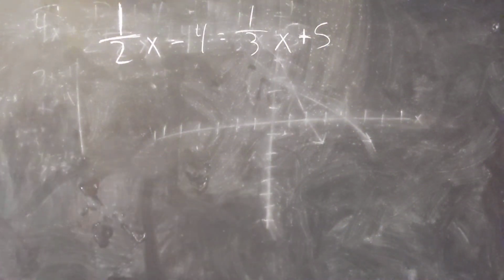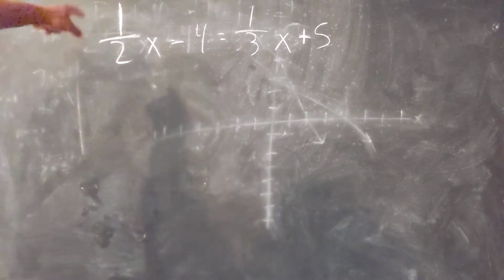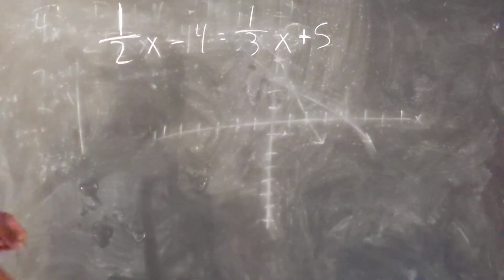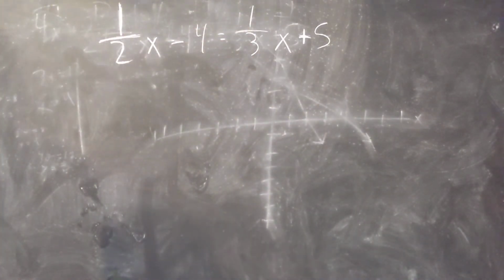Okay, here we have 1/2 x minus 4 is equal to 1/3 x plus 5. The problem here is we have a denominator of 2 and a denominator of 3. We can't do anything with them at this point. We have to get a common denominator, the least common denominator.